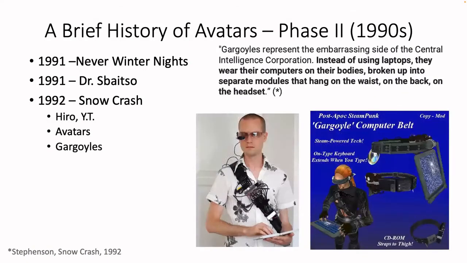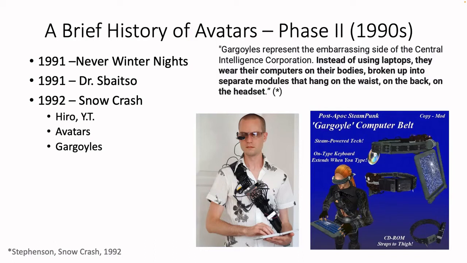There's more. Stevenson introduced this idea of gargoyles, right? And he said that gargoyles, instead of using laptops, wear computers on their bodies, broken up into separate modules that hang on the waist, on the back, and the headset. And basically, within Snow Crash, these guys were connected to the metaverse pretty much 100% of the time, even while they were outside walking around, which is not the case for most people in the metaverse.